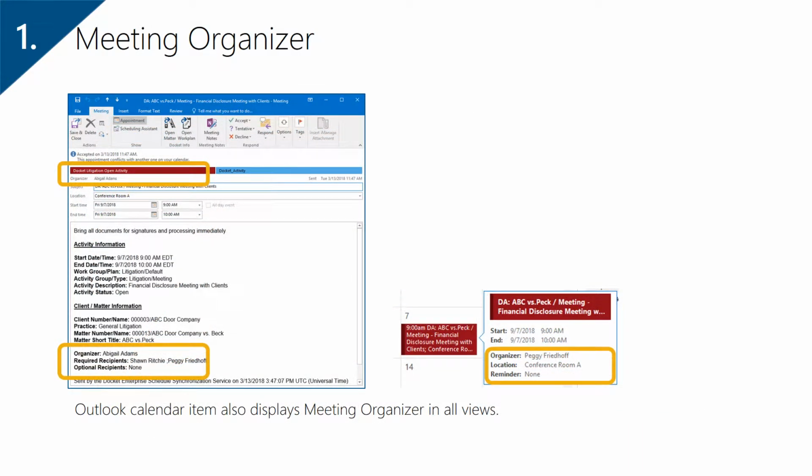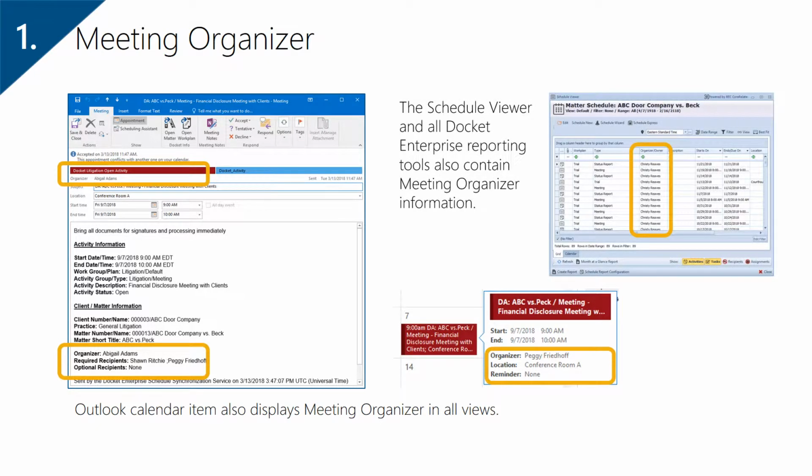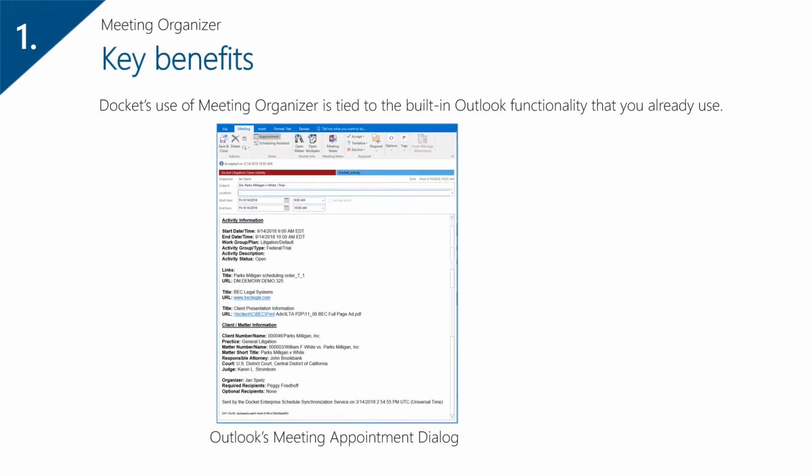The Outlook calendar item and the body text display the Meeting Organizer. The Schedule Viewer and all Docket Enterprise reporting tools do as well. Docket's use of a meeting organizer is beneficial because it is tied to the built-in Outlook functionality that you already use when you send a meeting request or accept one.